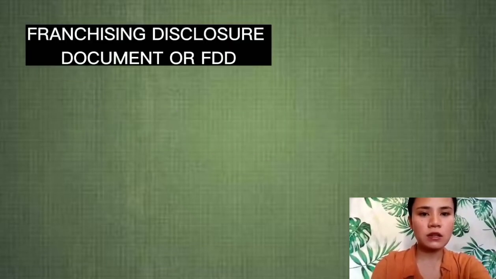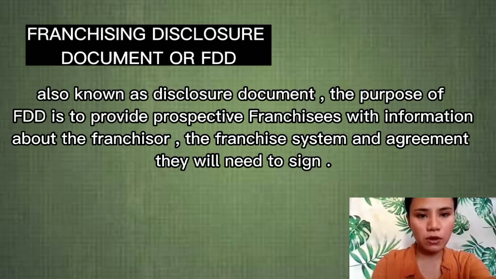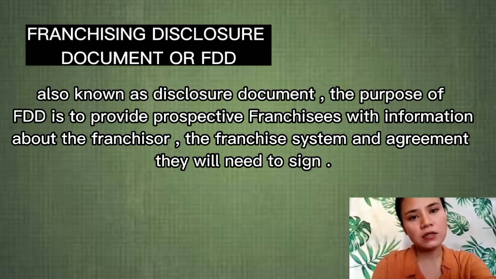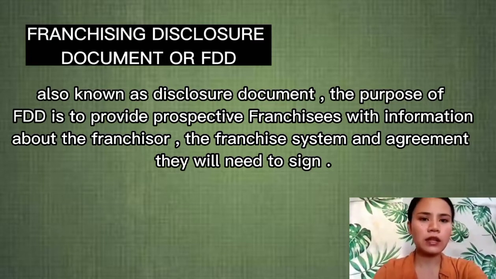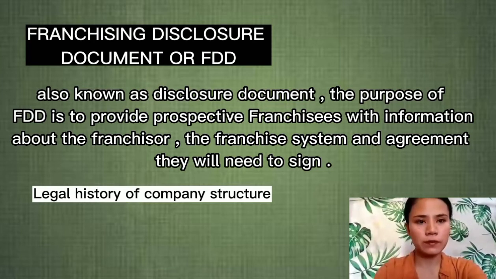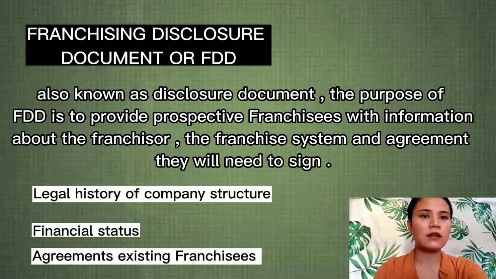So the franchise disclosure document, or FDD, also known as the disclosure document. The purpose of the FDD is to provide prospective franchisees with information about the franchisor, the franchise system, and the agreement they will need to sign. These details include the legal history of the company, financial status, agreements with existing franchisees, and many more.